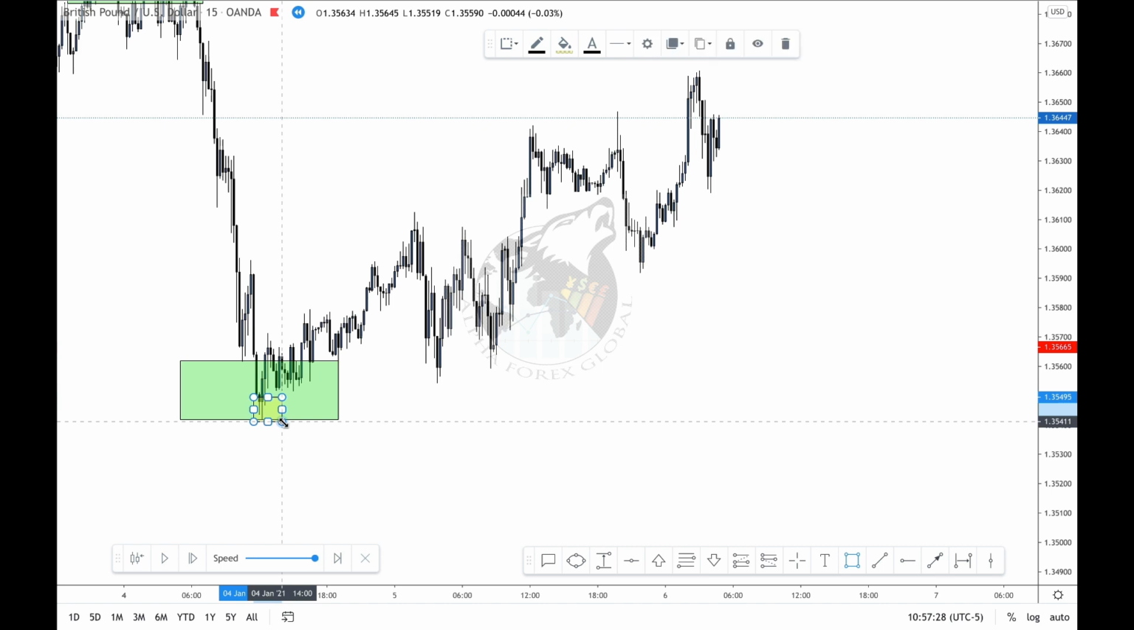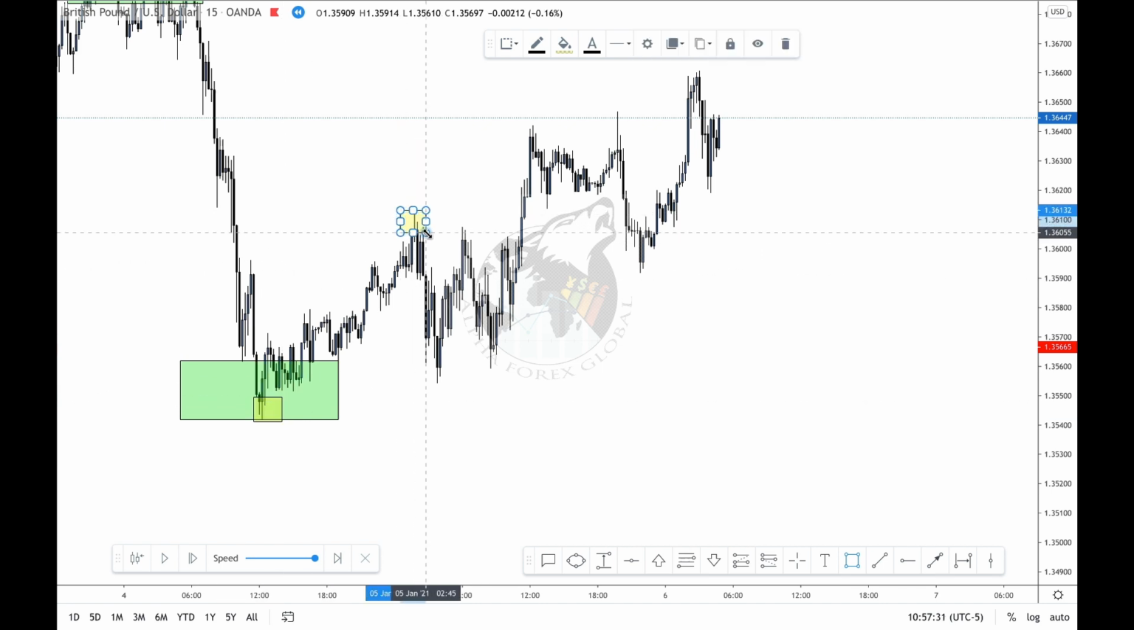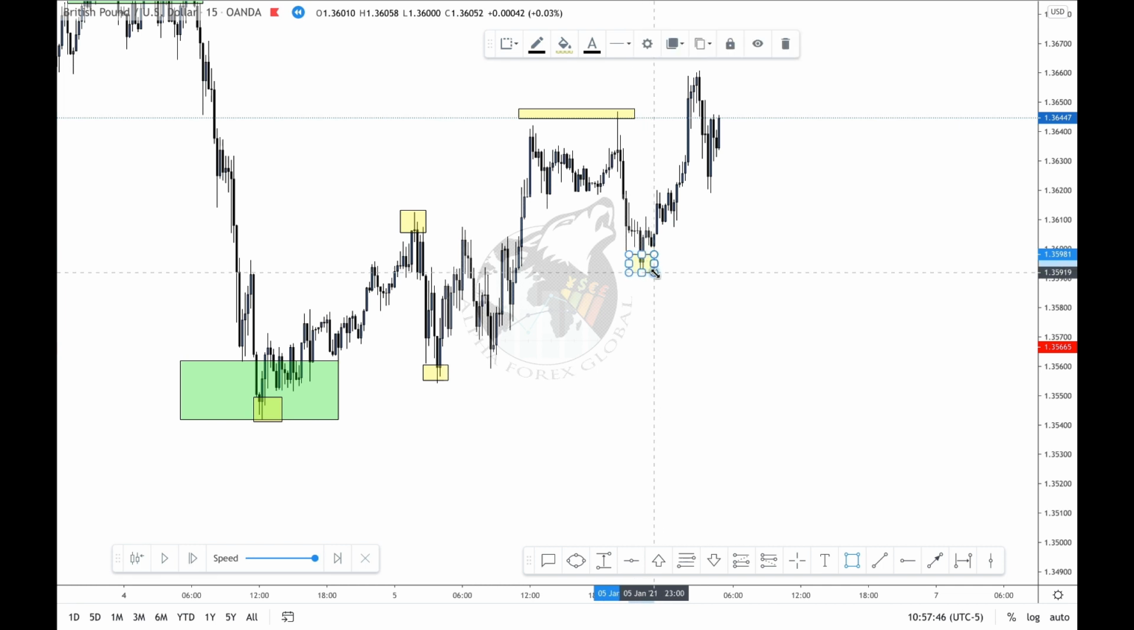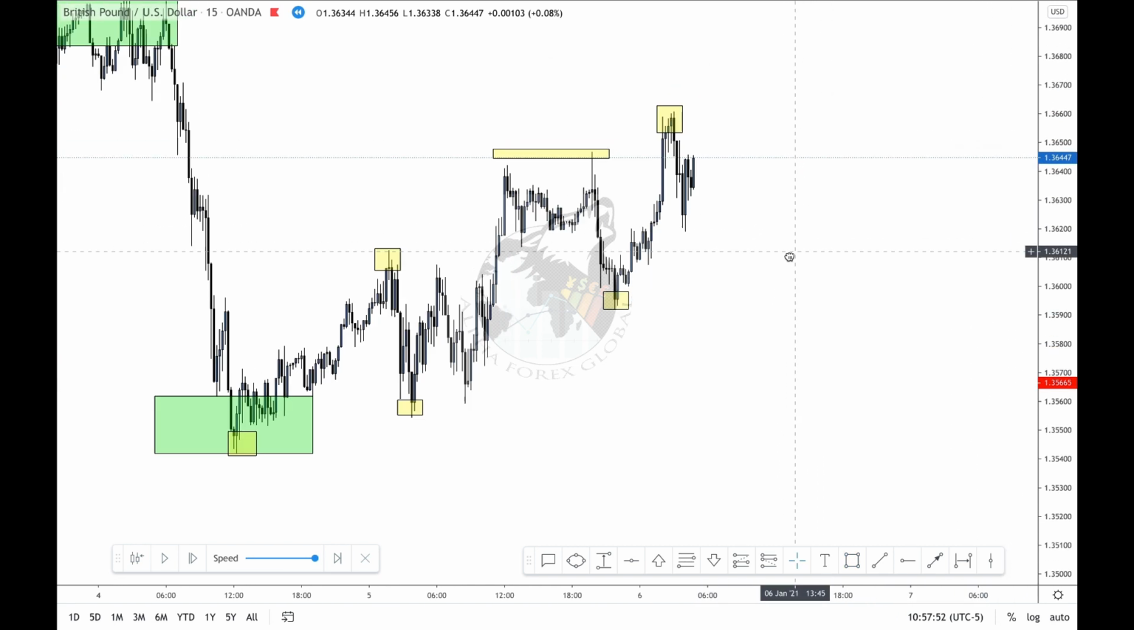So this is a low, this is a high, this is a higher low, right? And from here, the market pushed up, created new highs, right? Then the market pushed down, created a higher low. Then the market pushed up and created a high, right?